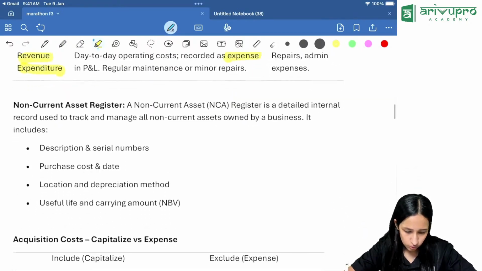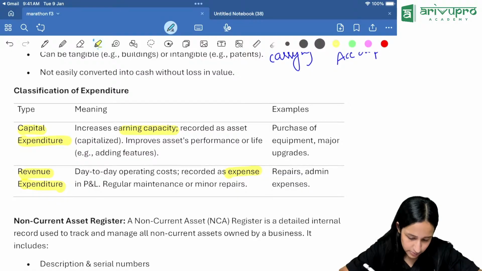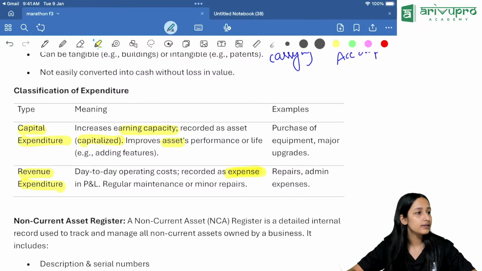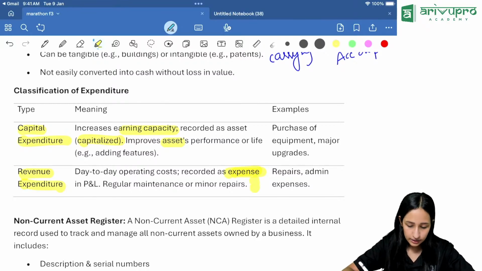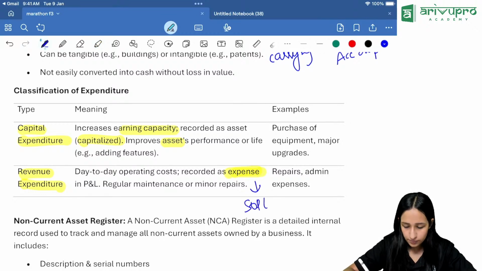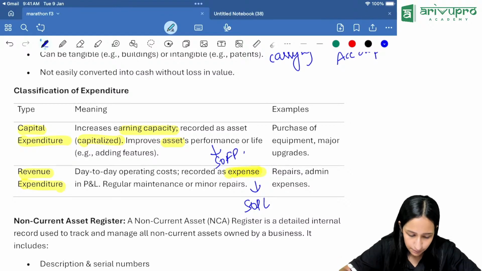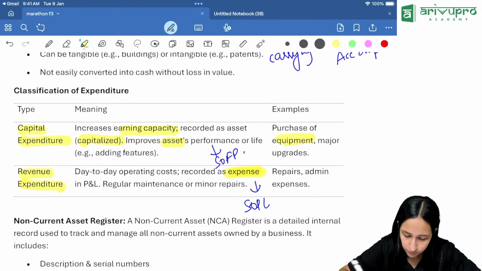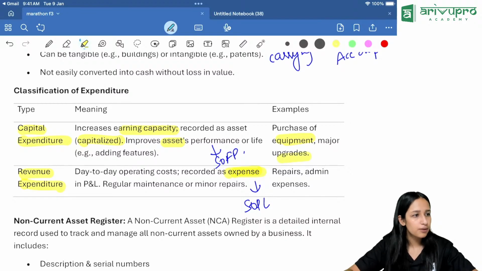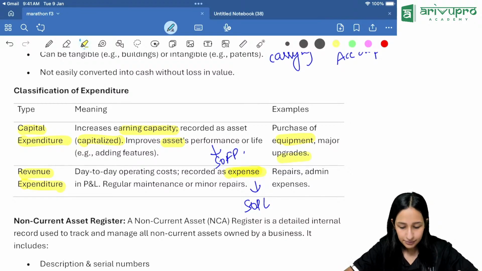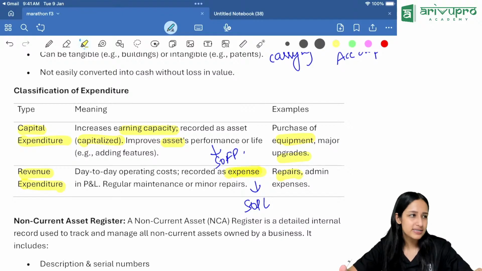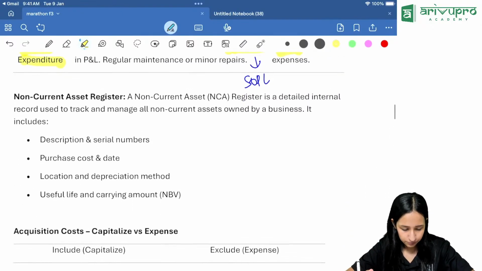Right. So understand, capital expenditure is always treated as an asset. You capitalize it. Revenue expenditure you take as an expense, which is nothing but the SOPL. This goes to SOFP. Okay, for example, purchase of equipment or any major upgrade, whatever happens, that is capital expenditure. Something small, like repair, etc., goes to revenue expenditure.